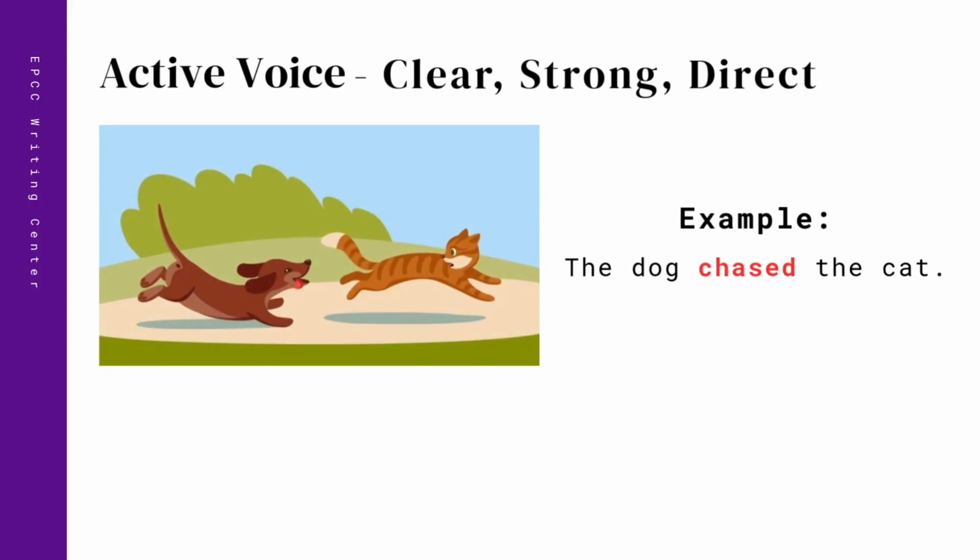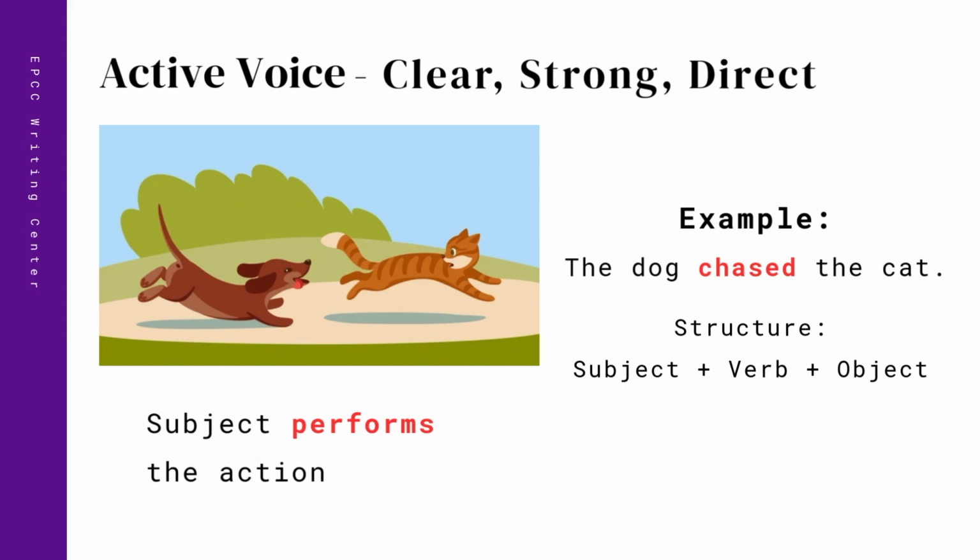Active voice. Clear, strong, direct. Let's say I write, "The dog chased the cat." This is active voice. Why? Because the subject, the dog, is doing the action. It's chasing. The verb is chased, and the object, the cat, is receiving the action. This follows the clean and easy pattern: subject plus verb plus object. It's like a little assembly line: dog to chase to cat.